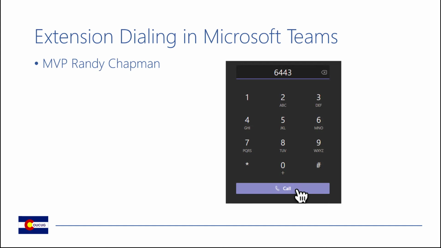Randy Chapman doing a killer job still, and again with his blog. If you're not following his blog, you definitely should be. Brought out how to do extension dialing in Microsoft Teams. This has been out there for a while. Randy just does a great job of walking you through how to do it and how it works. This is very similar to what we've done for a long time in OCS, Lync, Skype for Business, and now in Teams, using that ext equals to be able to do extension dialing.